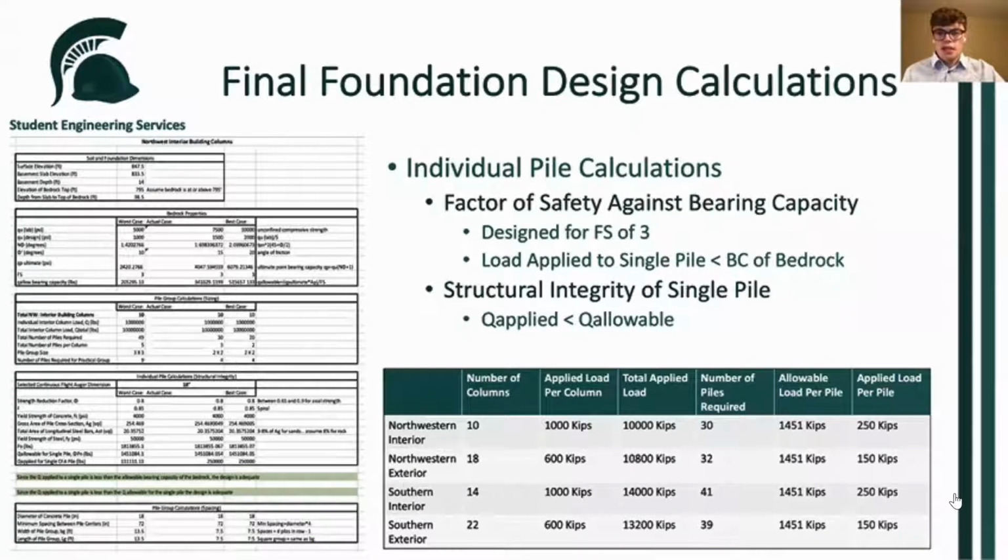First, a factor of safety against bearing capacity must be checked. With a factor of safety value of 3, the overall load applied to a single pile must be lower than the ultimate bearing capacity of the bedrock beneath it. Second, when it comes to the structural integrity of a single pile, the load applied must not exceed the allowable compressive strength of the concrete and steel columns. The designs proposed by Student Engineering Services meet these specifications, and a summary of the major calculation results can be viewed in both the spreadsheet to the left and in the table below.